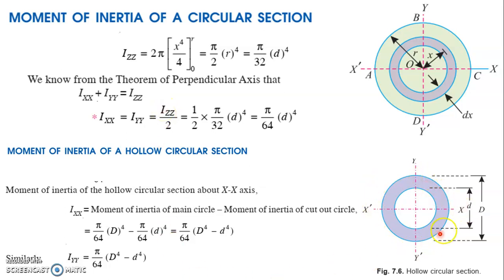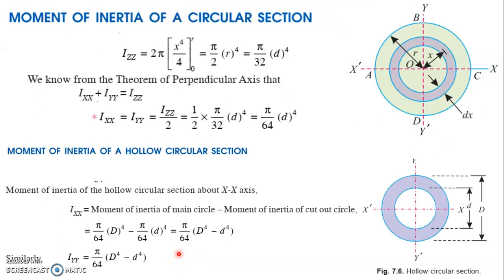And the moment of inertia of a hollow circular section. First we have to calculate the moment of inertia of the larger circular section, then we have to calculate the moment of inertia of the smaller circular section, and we have to subtract the second one from the first one. Pi by 64, the outer raised to 4 minus the inner raised to 4, gives the moment of inertia of a hollow section. Okay.